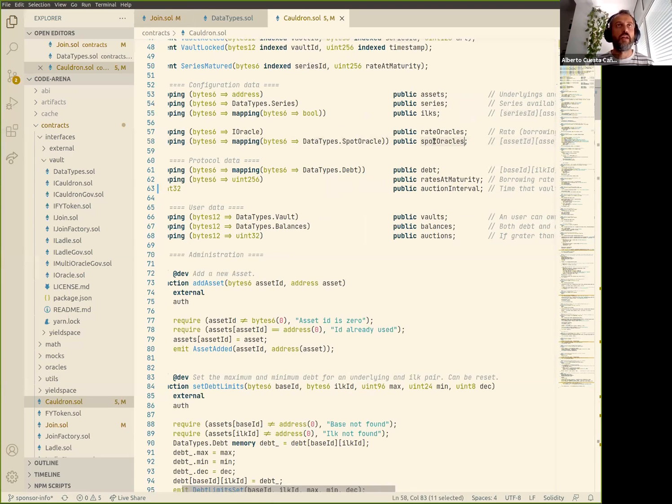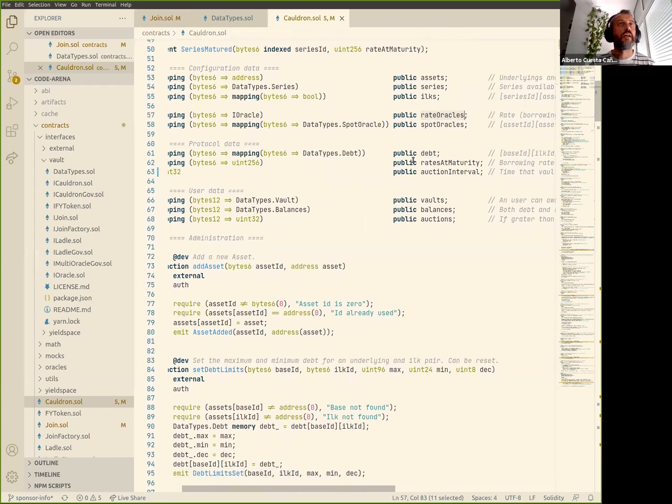Spot oracles are for base and underlying and collateral pair. Rate are for underlying. The debt is also for underlying and collateral. We have a debt limit for borrowing DAI with Ether, for example, that has its own ceiling limit and its own dust limit, and the same for each pair.